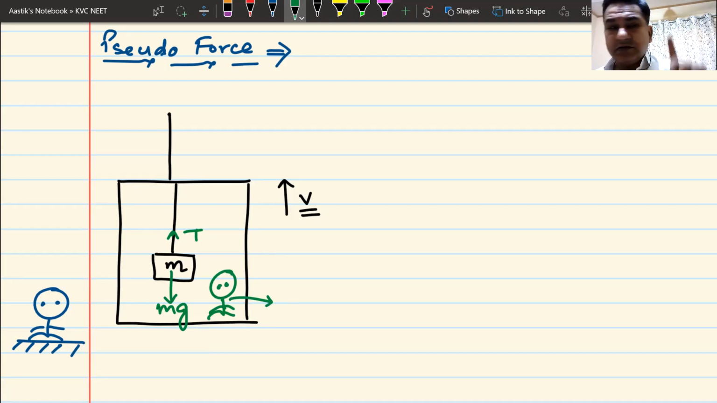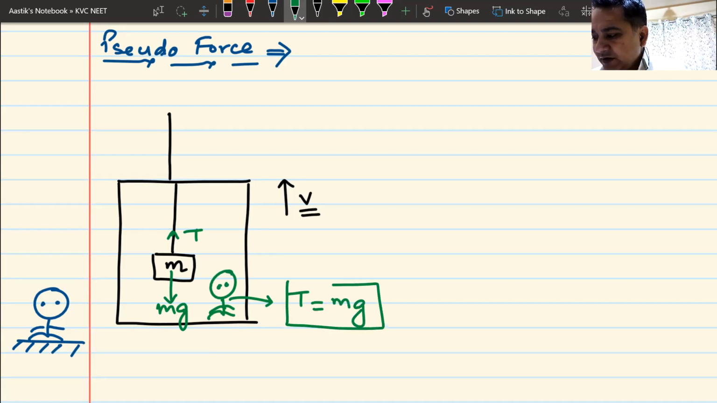Now, what equation will this Green Hulk write? T is upwards, mg is downward. This block is at rest. That means it is in equilibrium. So we will just write T is equal to mg. That is the equation he will write in this case, and this is exactly correct. No problems with this.